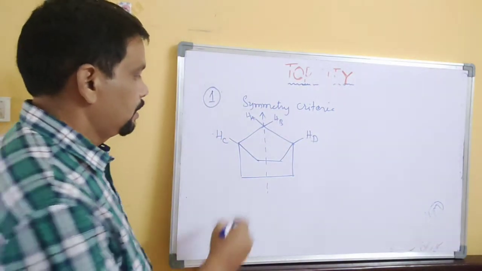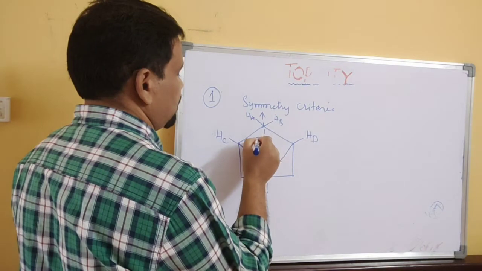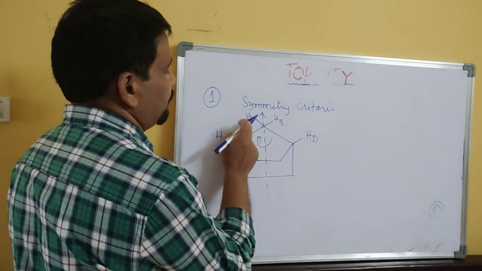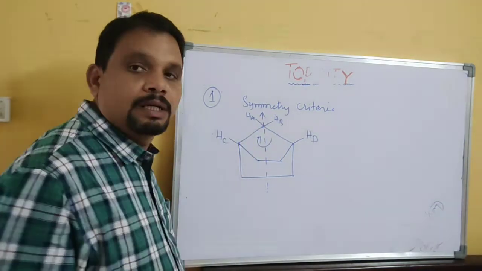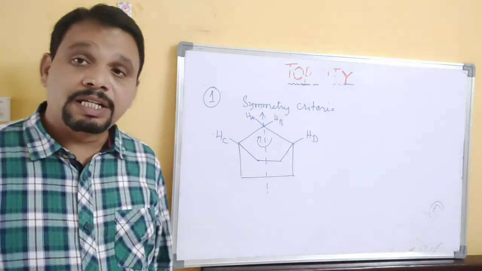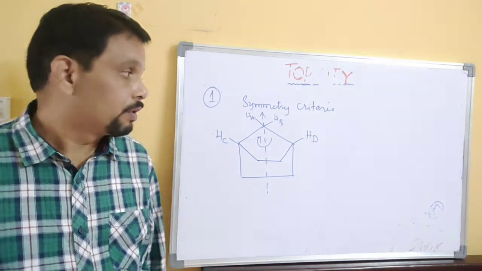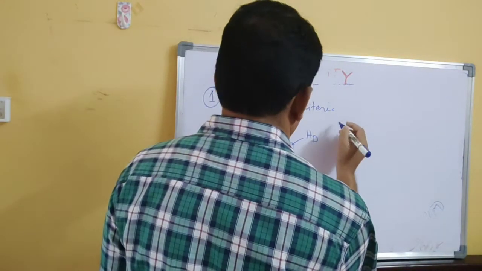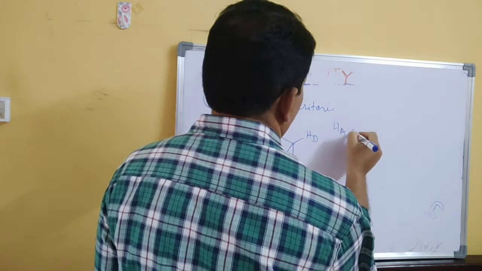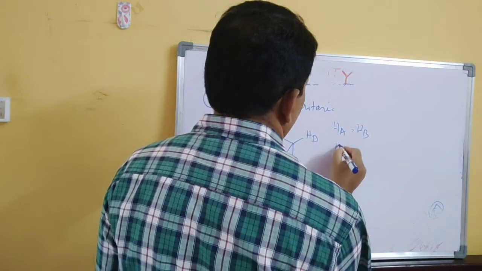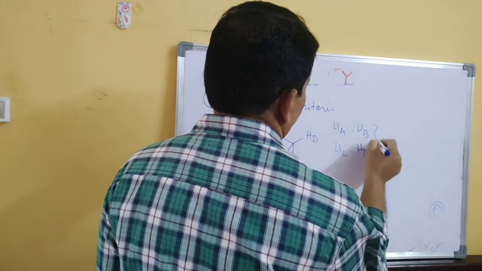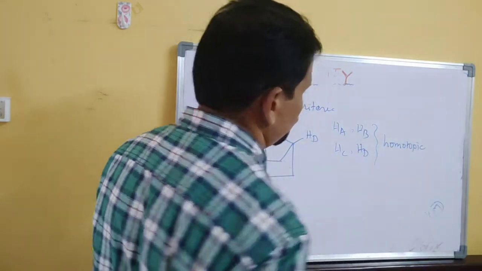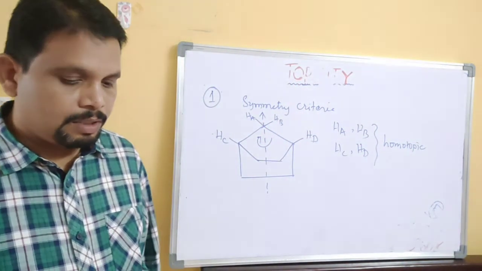If you rotate this CN axis of symmetry, HD will come this side, HC will go there, HA will come this side, HB will come this side. They are similar, interchangeable, interconvertible, therefore they can be considered as homotopic ligands. HA and HB and HC and HD are homotopic ligands. That we can understand.